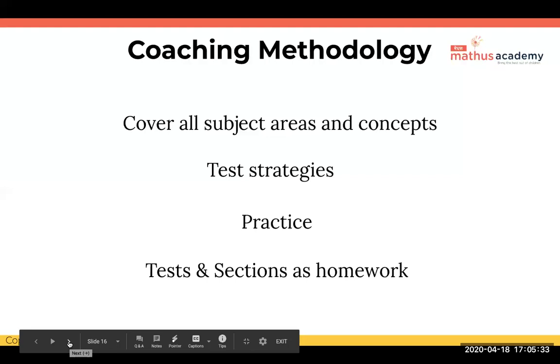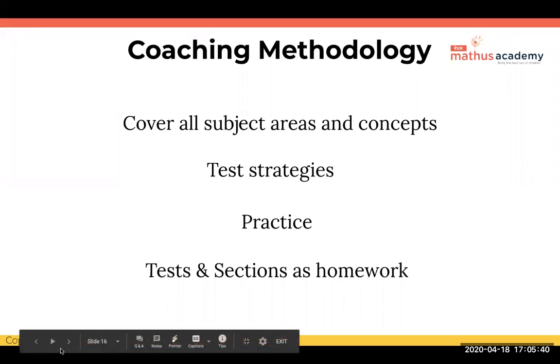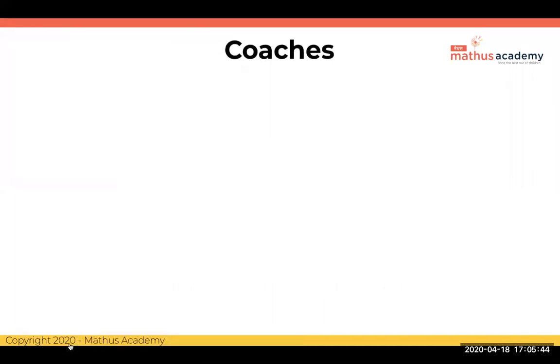We balance between the concept, practice, test strategies, and a lot of practice with the full test as well as sections. Who are our coaches? Personally, what I found, especially for test prep but in many other areas as well, is that the best coaches are the ones who themselves took that particular test and aced it a few years back. They got a perfect score in that particular test.